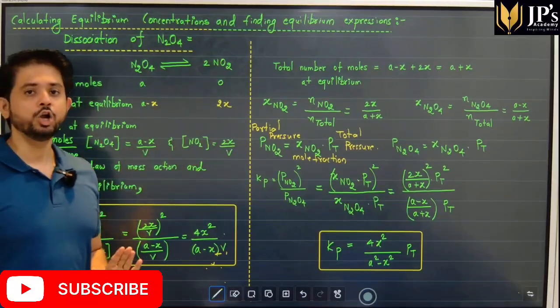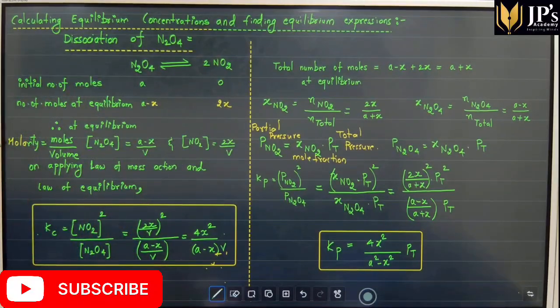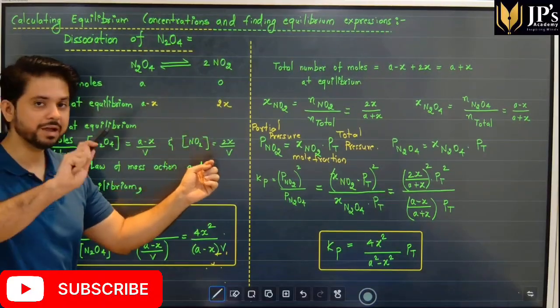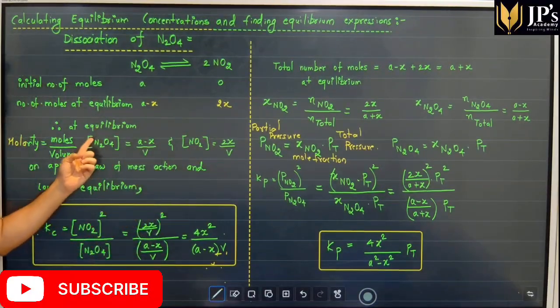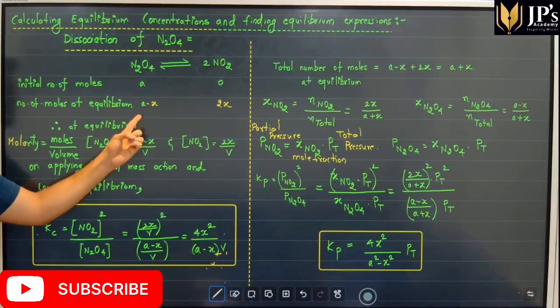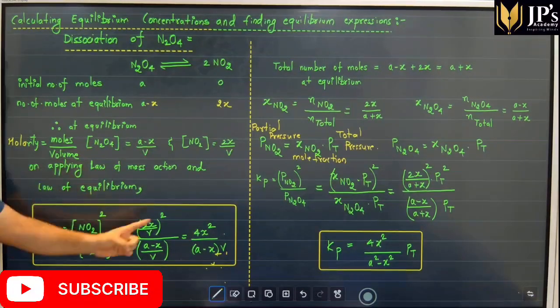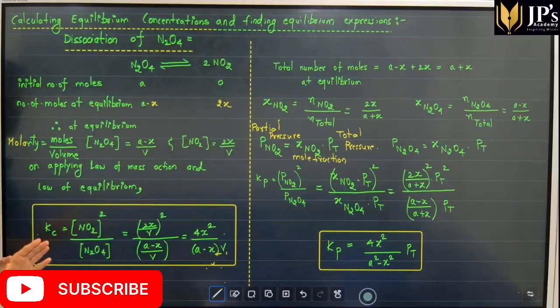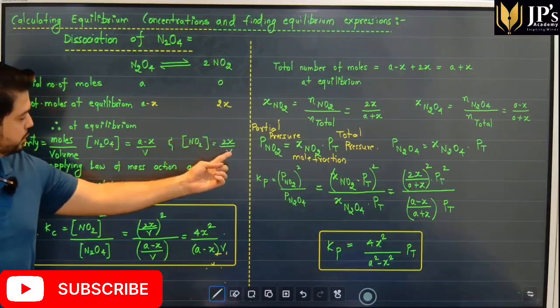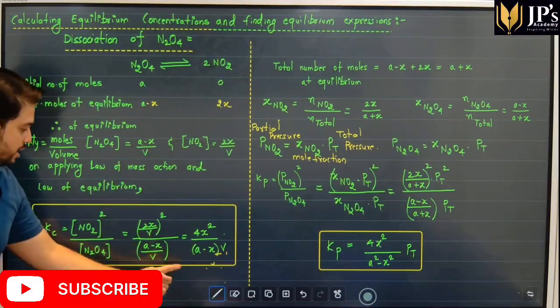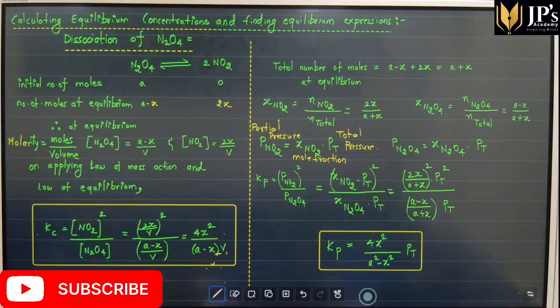And the number of moles of NO2 will become 2X. So now when we write the equilibrium expression, since this was in moles, we divide by volume to get molarity. So the molar concentration of N2O4 is A minus X by V, and for NO2 it is 2X by V. On applying the law of mass action and law of equilibrium, we get the expression for Kc, which is NO2 raised to 2 upon N2O4, and when we substitute the molar concentration, students, we get the expression for Kc.